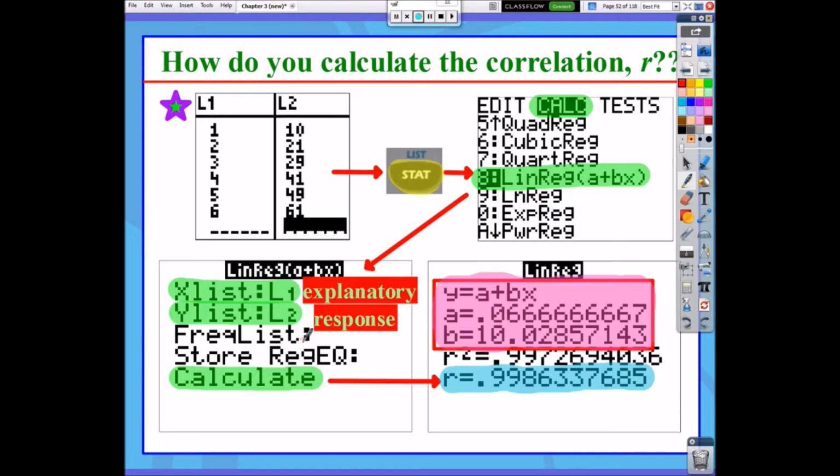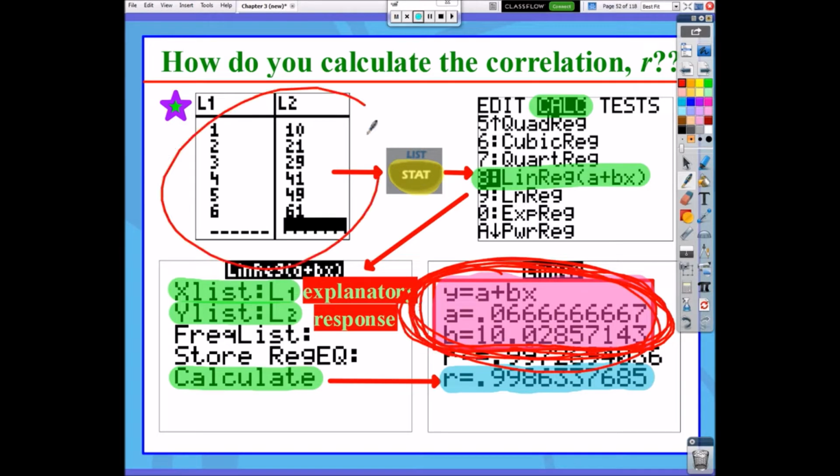So with our correlation, we went STAT over to CALC. We used number 8, LinReg, and not number 4, LinReg, and we put in our lists L1 and L2. When we calculated, here's how we got the correlation value r. But I mentioned in the previous video that we would get to talk about the a and the b value. The a and the b represent the y-intercept and the slope values for the line of best fit that best fits this data.